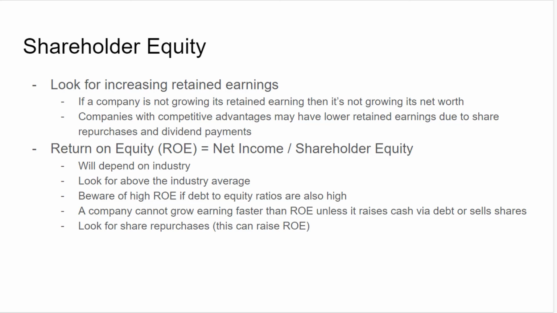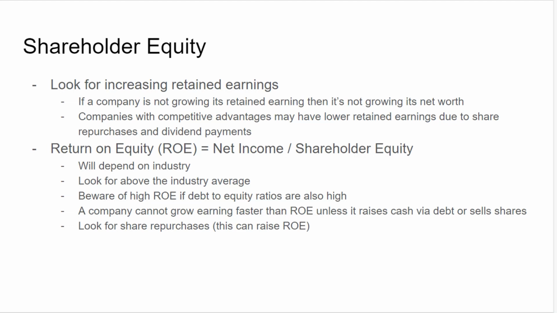So you really need to look at retained earnings. Ideally, we want to see those growing over time. One way you can see that is if you take dividend payouts and share repurchases and add them back to retained earnings and extrapolate that over like a 10-year period and really understand if a company's growing its retained earnings or not. Next, we're going to look at return on equity, which is net income divided by shareholder equity.